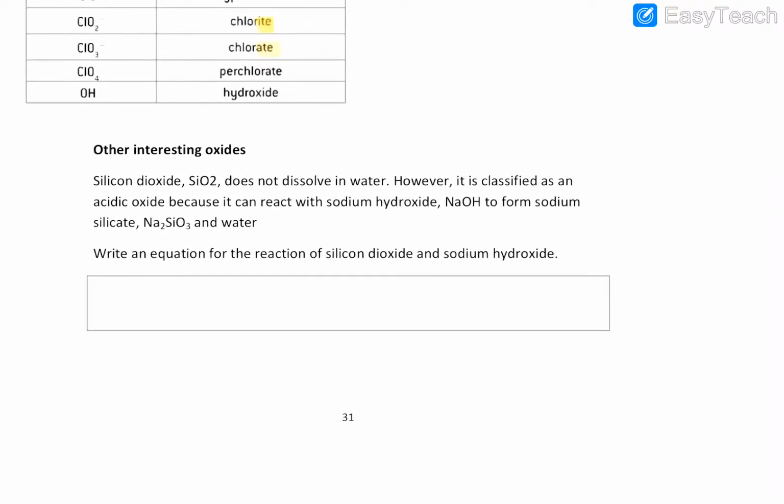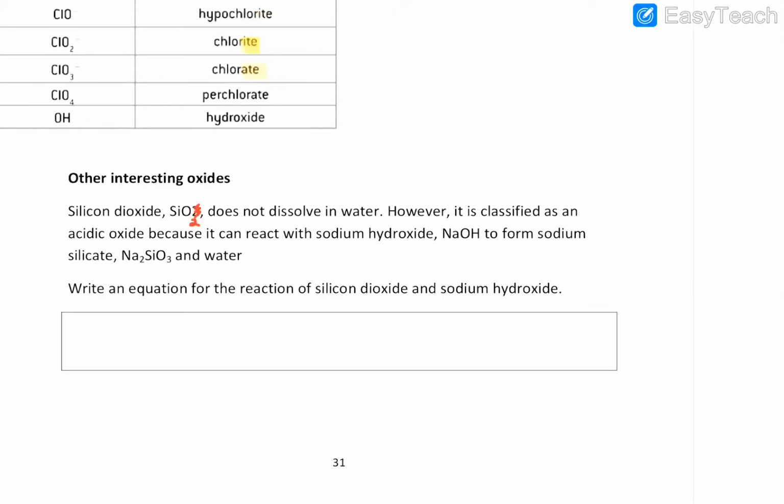Silicon dioxide is another interesting oxide, but it does not dissolve in water. If you still remember, silicon dioxide has a giant molecular structure. It's a macromolecule, therefore it does not dissolve in water, but it is classified as an acidic oxide because it will react with a base. So silicon dioxide will react with NaOH to form sodium silicate and water.